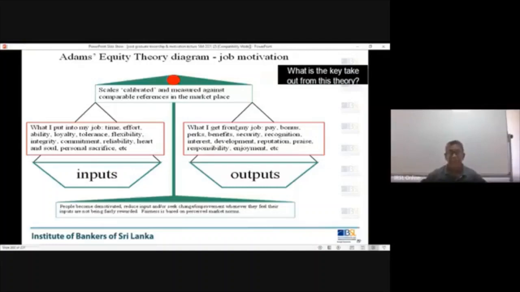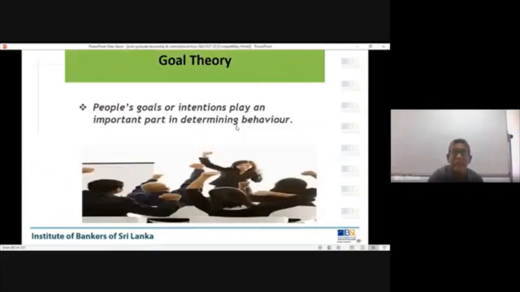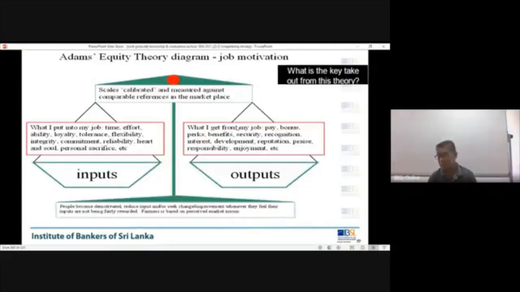That balance is compared with other people. You feel it. The amount you put in, you get the output. Then you compare this with another person. What happened? If others get more doing nothing, what happens? You get frustrated.